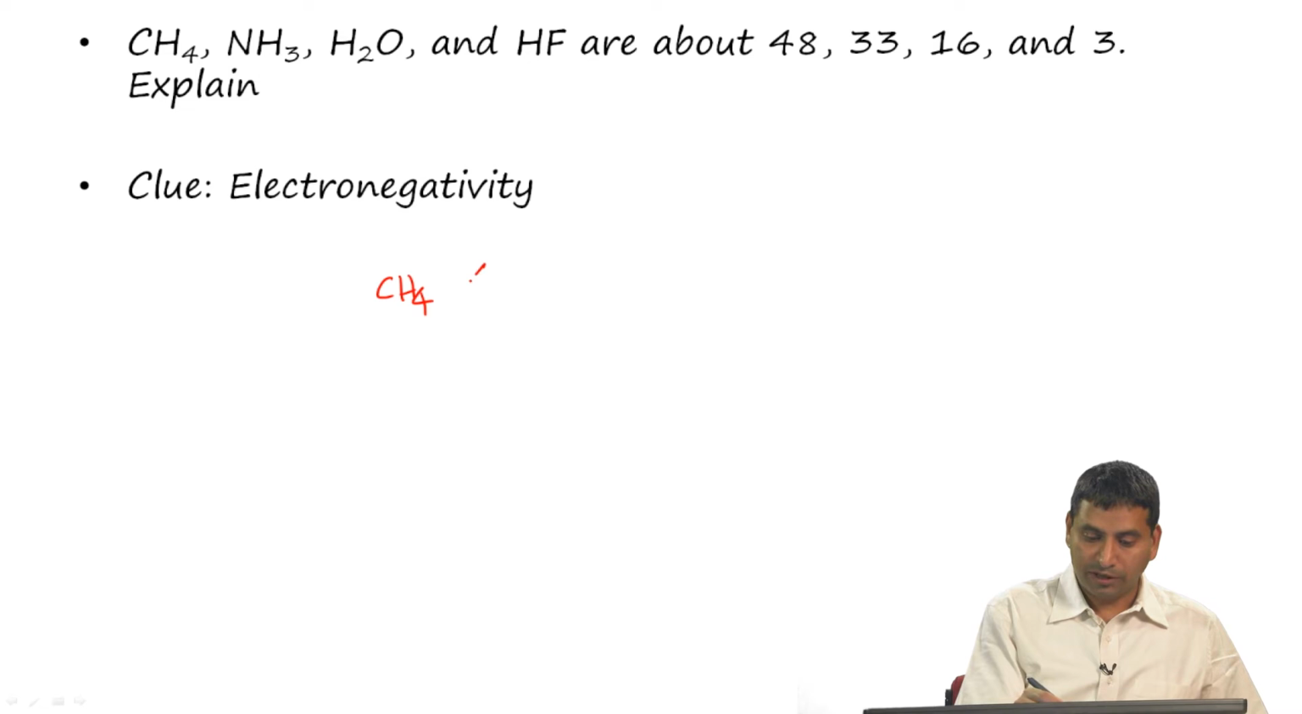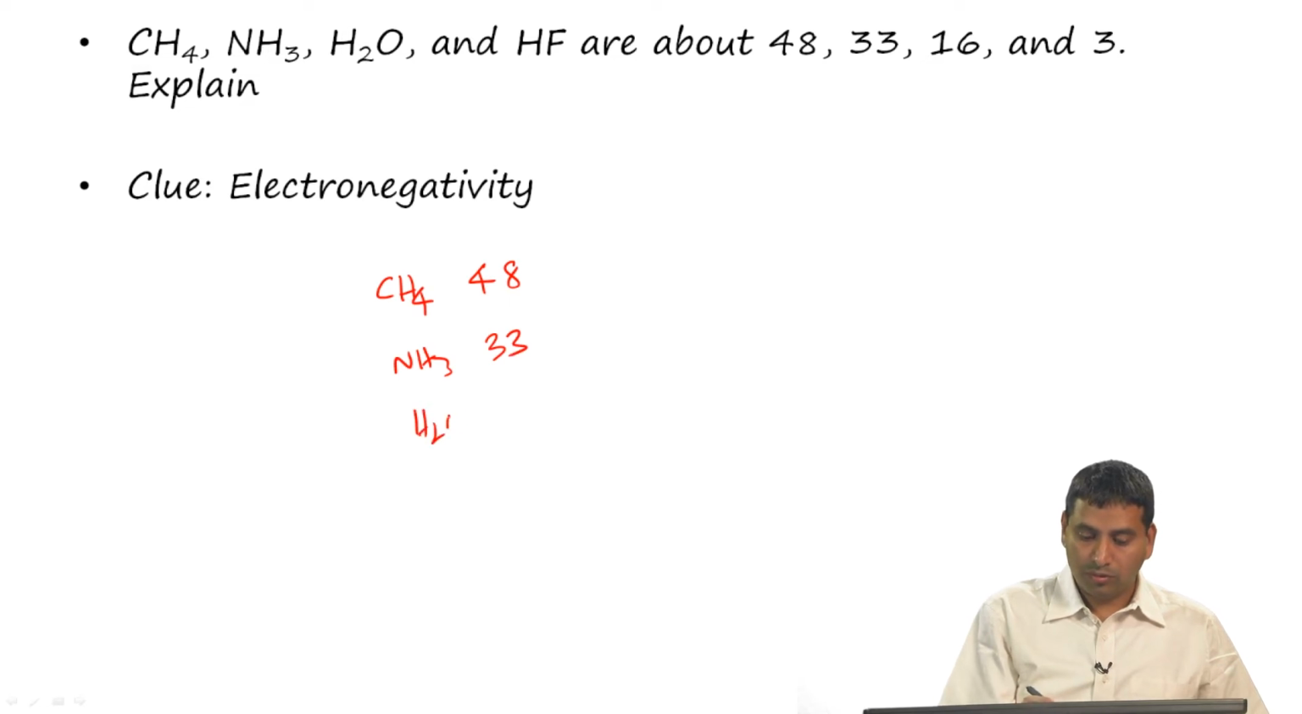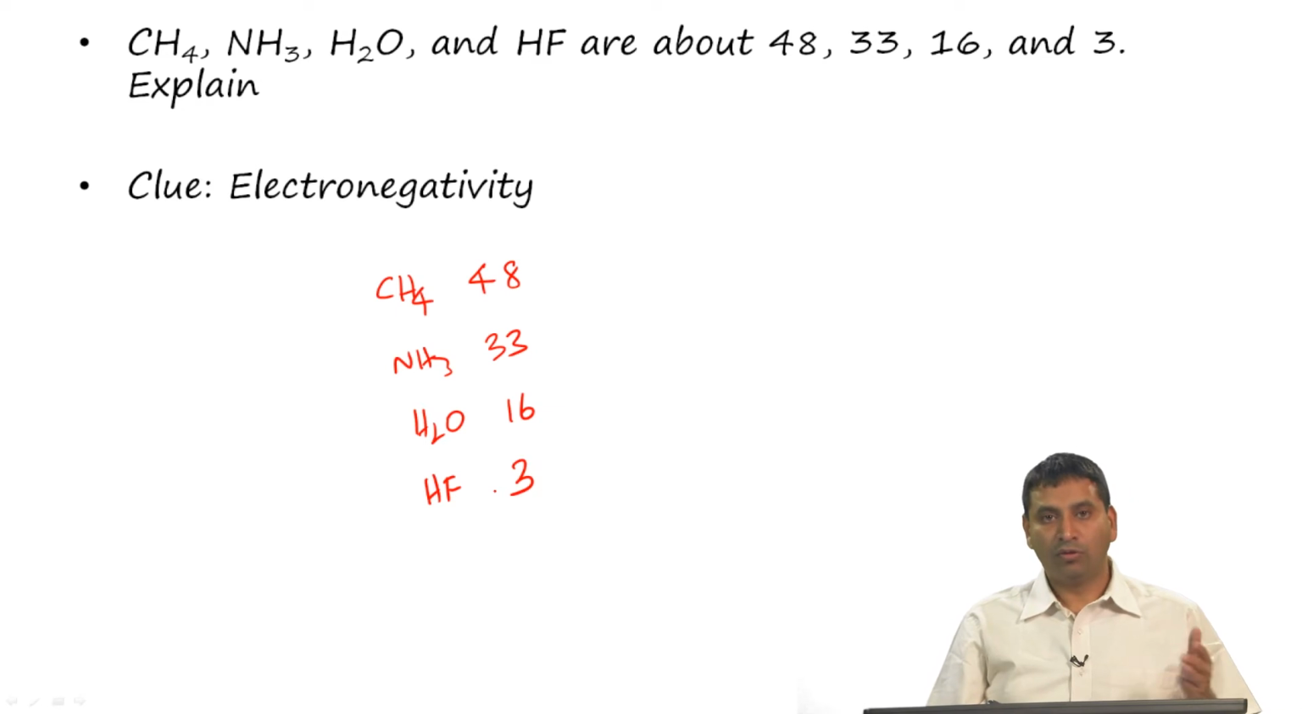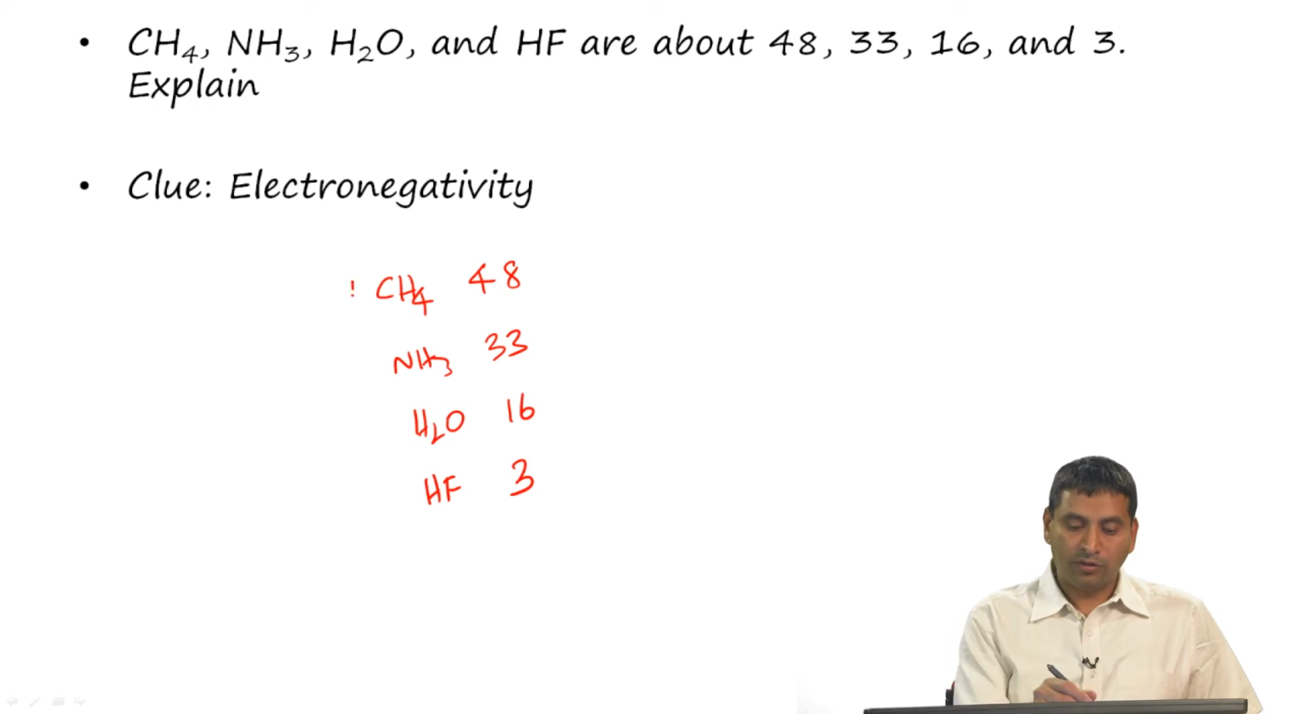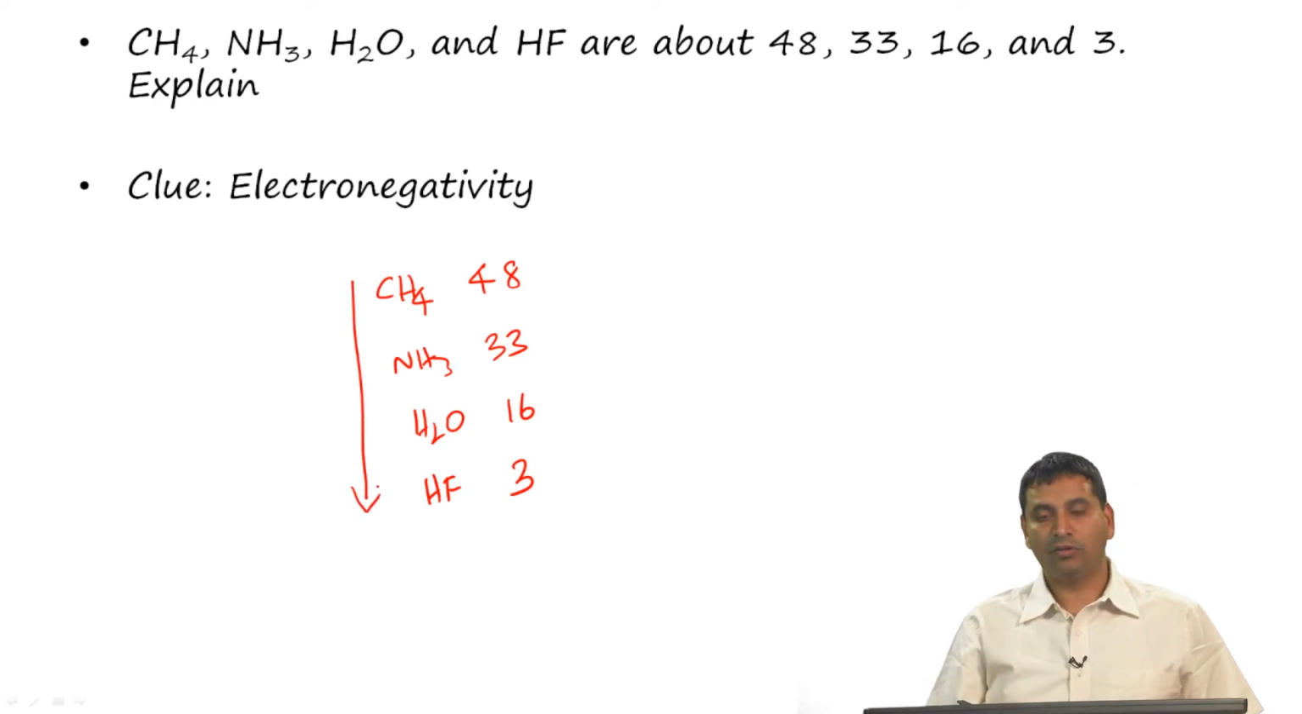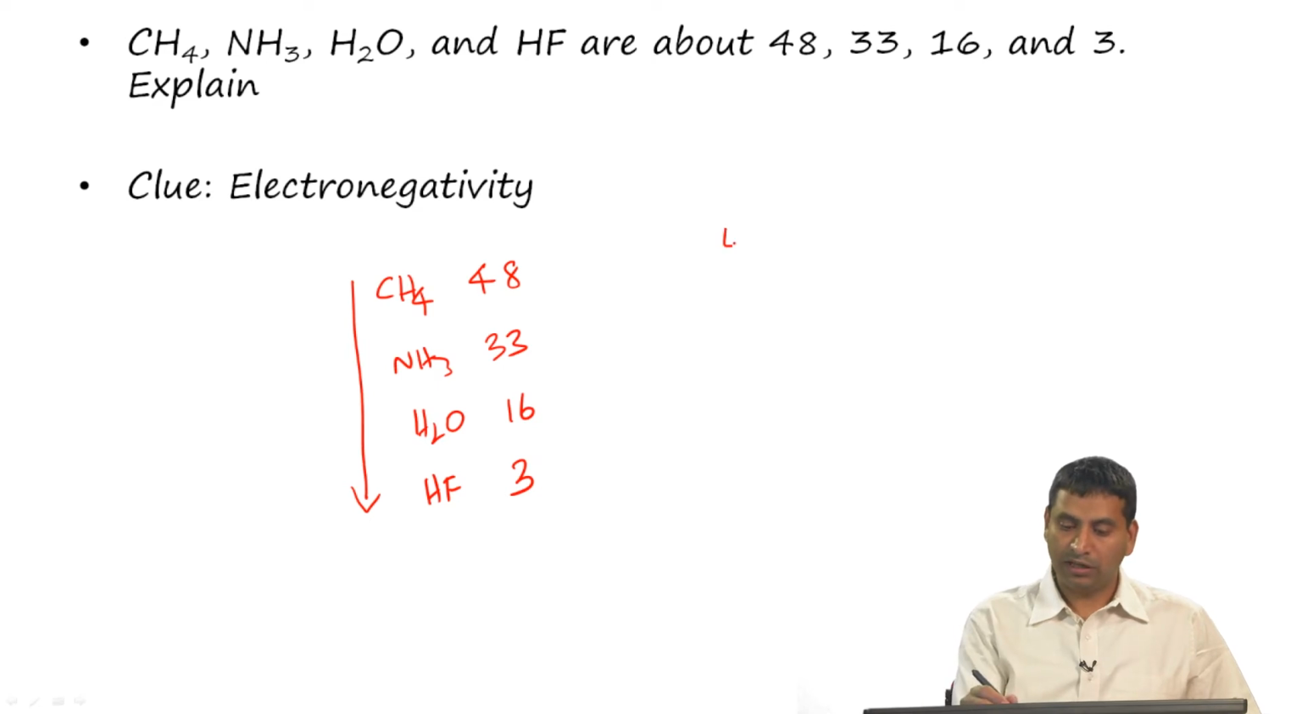CH4, the pKa is 48, NH3, pKa is 33, H2O, the pKa is 16, and HF, the pKa is 3. So, as we know from our fundamental concepts in general chemistry, the electronegativity increases in the following order. Electronegativity: fluorine is greater than oxygen, greater than nitrogen, greater than carbon.